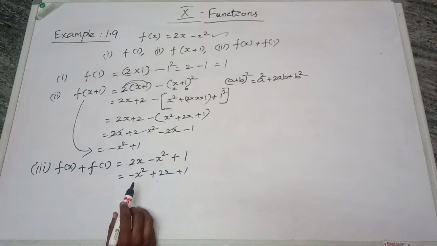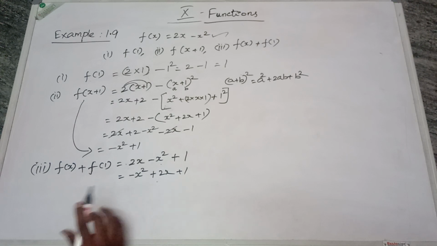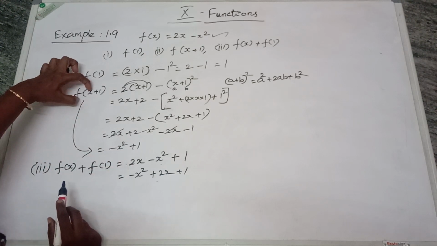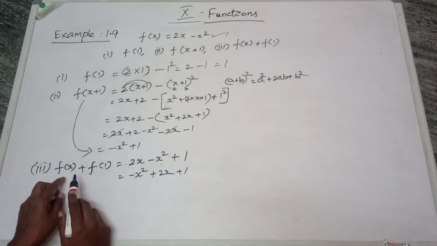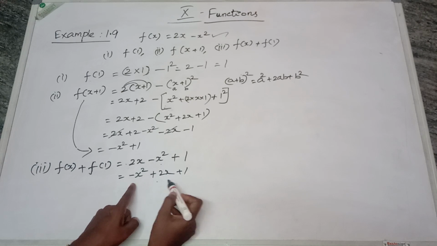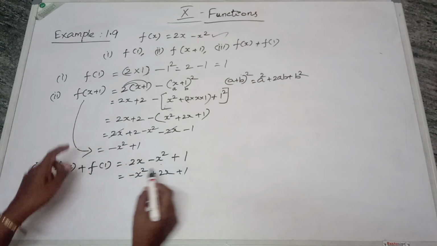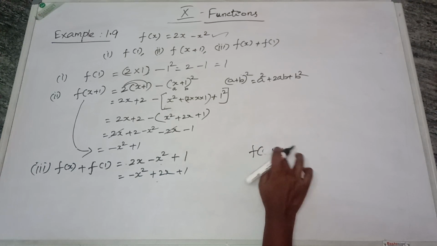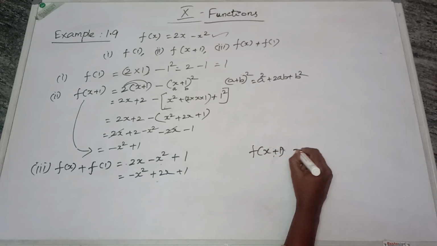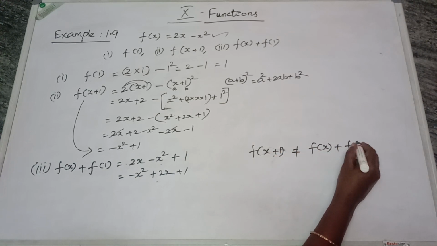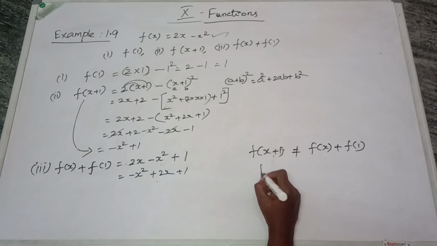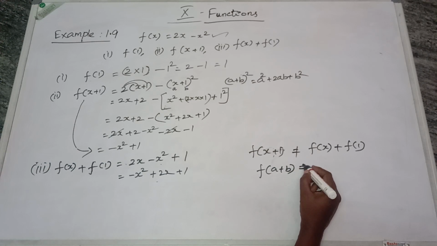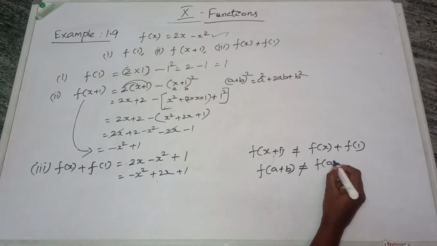Now see this result. f of x plus 1 is minus x square plus 1. Here f of x and f of 1, if we find them separately, give a different answer: minus x square plus 2x plus 1. From this we can know that f of a plus b, that is f of x plus 1, is not equal to f of x plus f of 1. So we come to the conclusion that if any two terms are there, f of a plus b is not equal to f of a plus f of b.